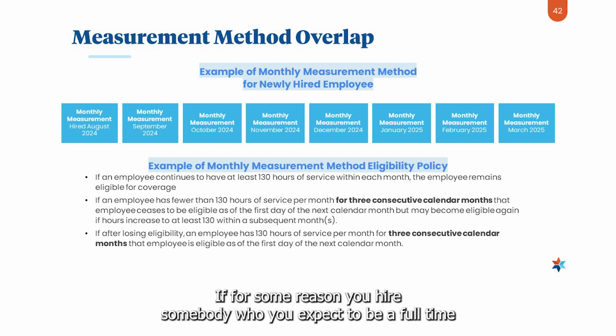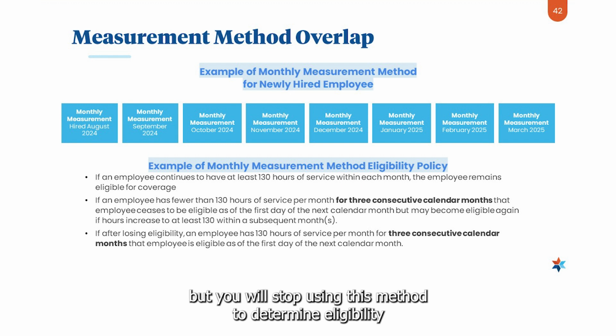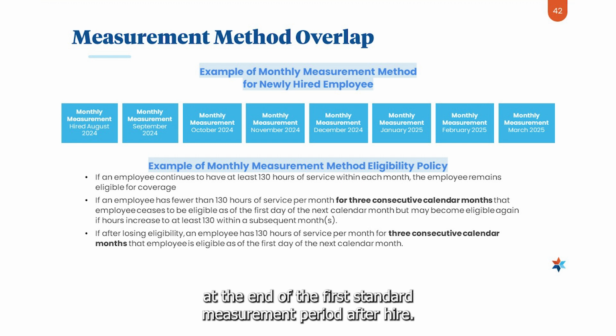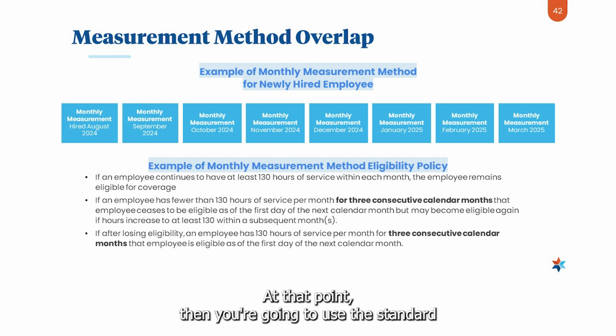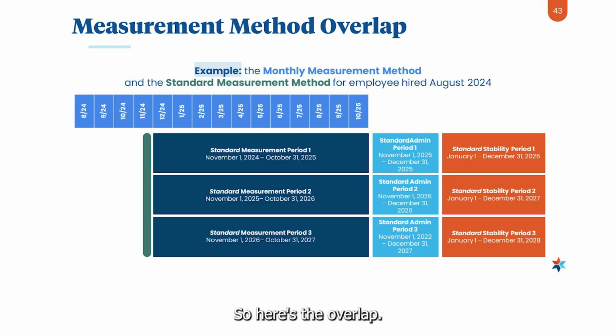If for some reason you hire somebody who you expect to be full-time and they end up not being, you're going to use this method to determine eligibility. But you will stop using this method to determine eligibility at the end of the first standard measurement period after hire. At that point, then you're going to use the standard method to determine eligibility, which is a completely different method. So here's the overlap.